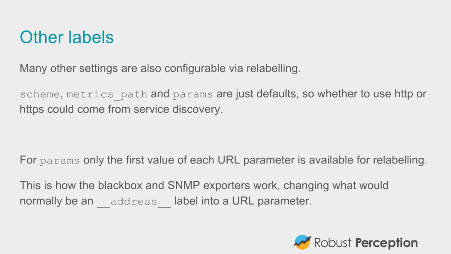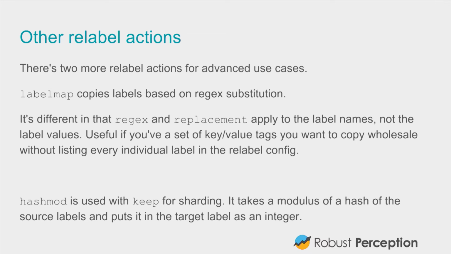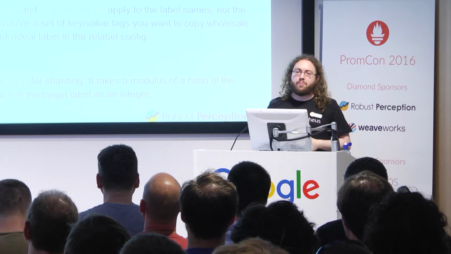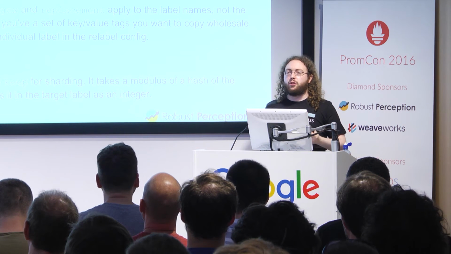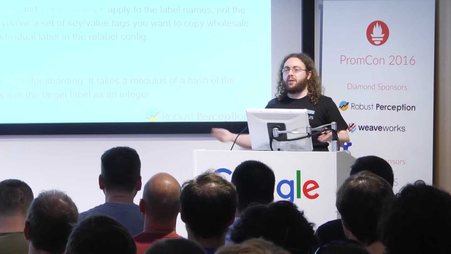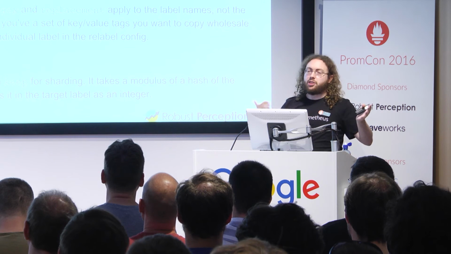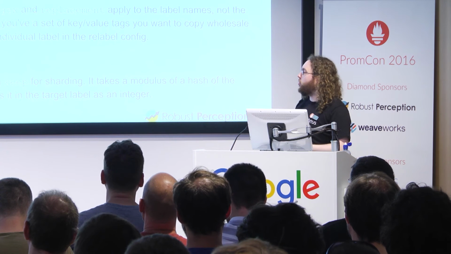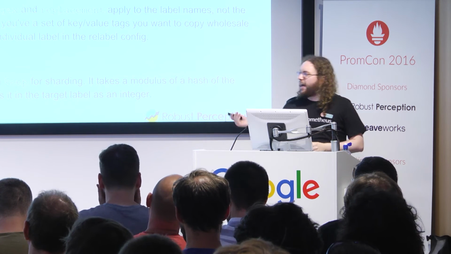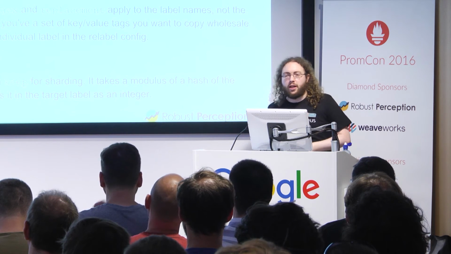But yeah. And there's also two other label actions. Label map just copies things around. So you can imagine if you decided, like with EC2 tags and Kubernetes labels, and said, hey, anything prefixed with this, we'll copy it over. And that's what that does, because you might know all of those a priori. And hashmod is actually used for sharding. Unless you're sharding, one of the 4 people in the room doing that, don't use it.